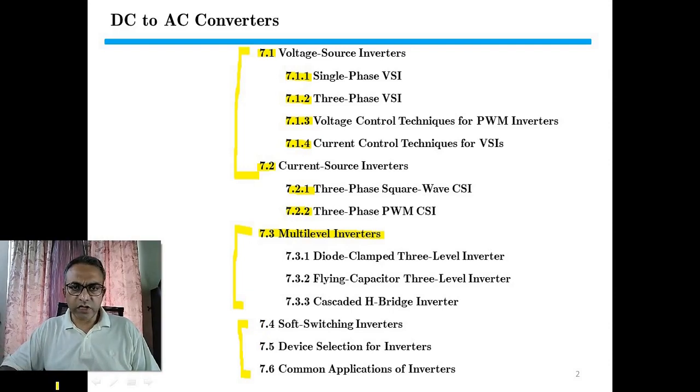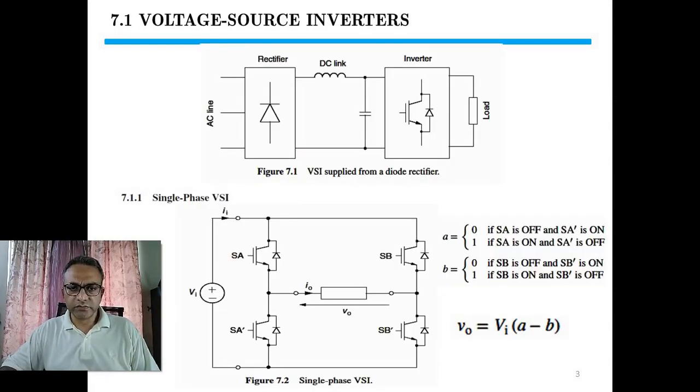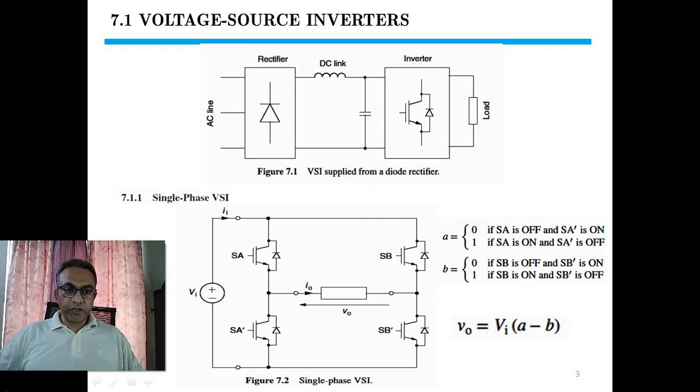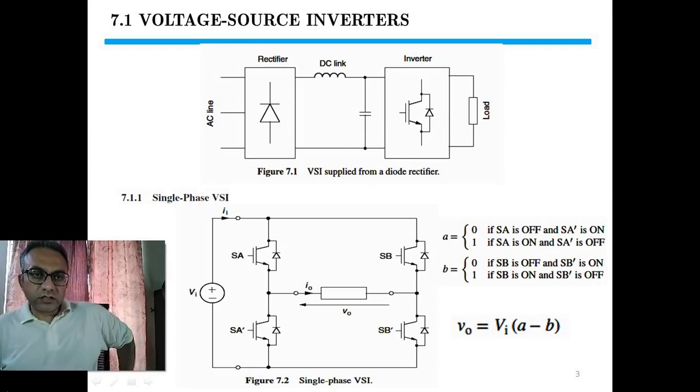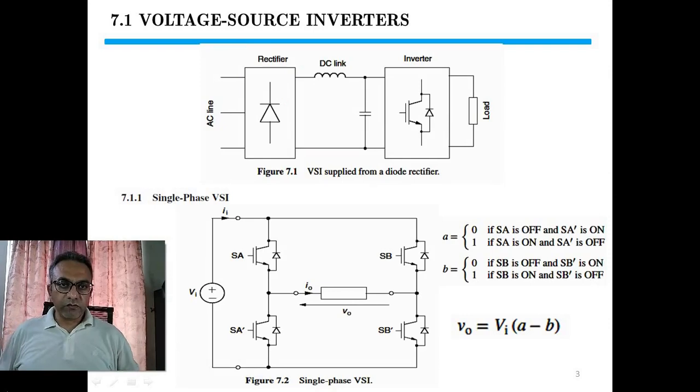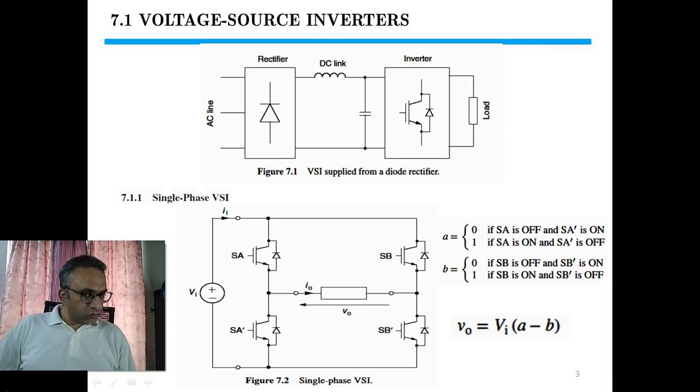So let us now come to the first article. Okay, so the first article is 7.1 voltage source inverters. The figure 7.1 shows the VSI supplied from a diode rectifier. So let us first discuss this diagram, and then we will come to the internal structure.